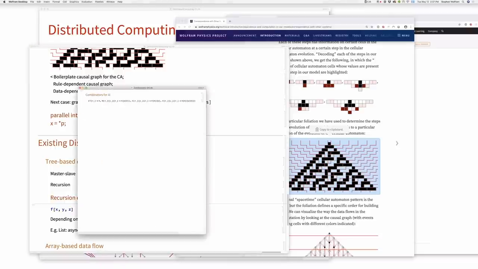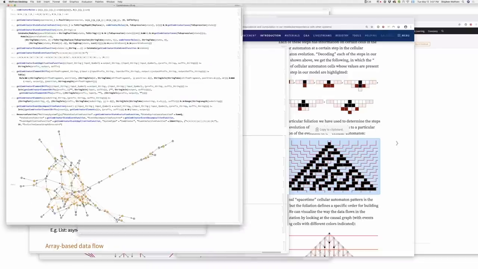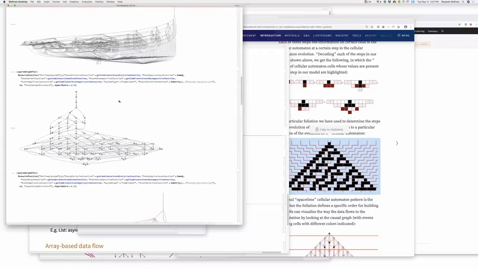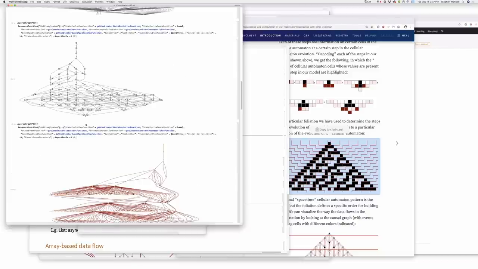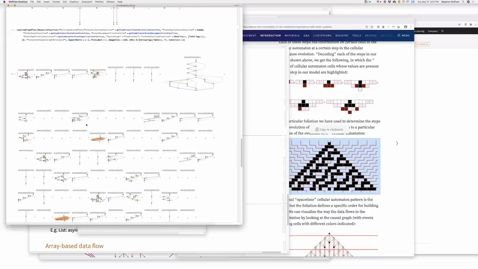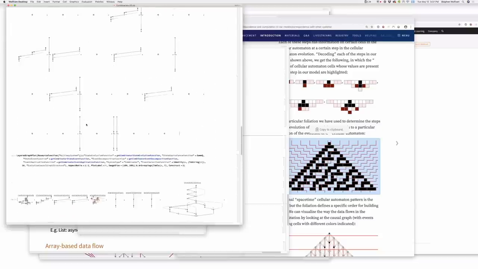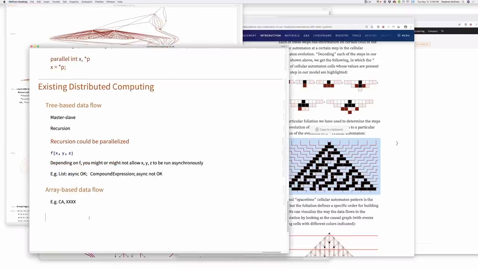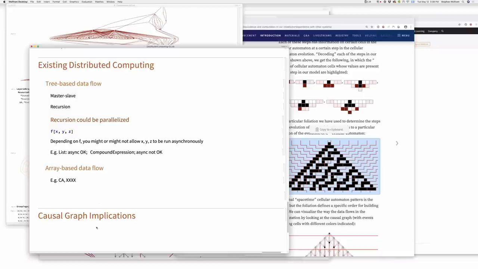Let's see, combinators, lambda I. This was, I think, Jonathan's. So these were multi-way systems for combinators, and this is kind of complicated. But what does this all mean? How do we read off from the causal graph for combinators what's going on? So one thing would be causal graph implications. What does a causal graph look like?